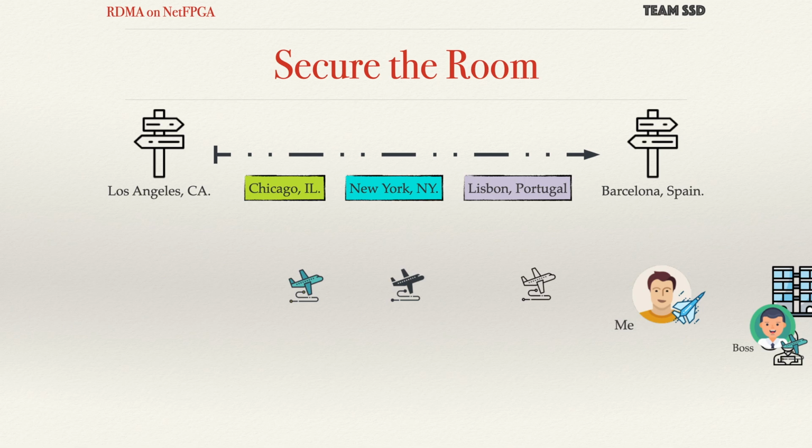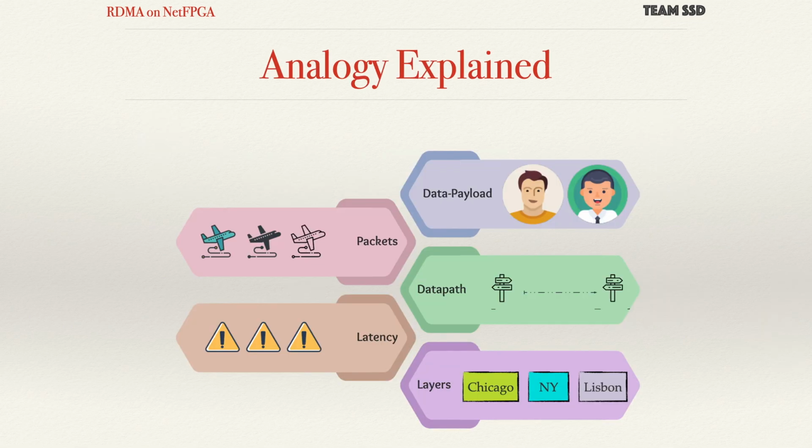What this life story tells us very well explains how the internet works in daily operation. Me and my boss are just like the data payload, all the streaming data we want to transfer, and all these planes are packets which contain the data payload plus some useful header information. The route between LA and Barcelona is the data path, and all the stops we added increase latency little by little. But most importantly, these stops, Chicago, New York, and Lisbon, are like the layers that we have to deal with in daily internet traffic.